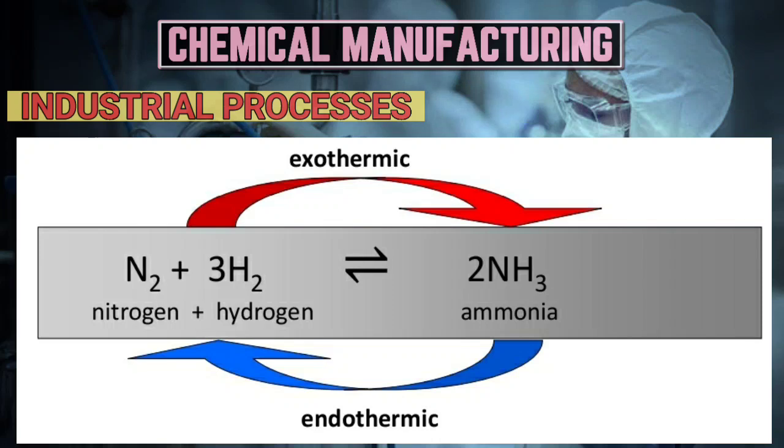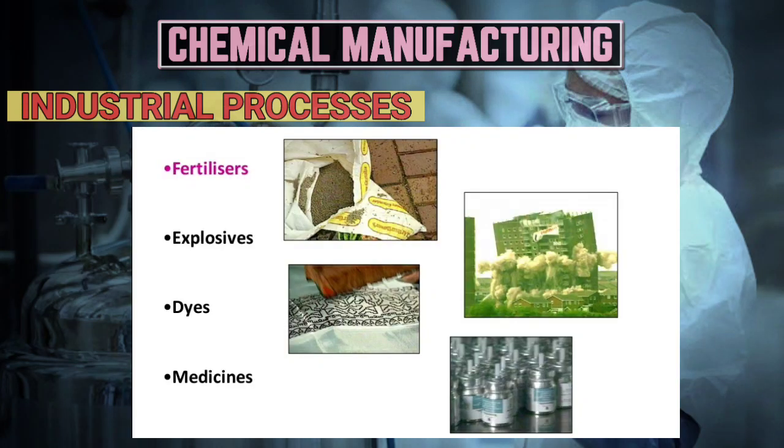Now, what are the uses of ammonia anyways? We make use of ammonia for making nitric acid and for the manufacture of products such as fertilizers, explosives, dyes, and medicine. So we want to actually know how the Haber process works.